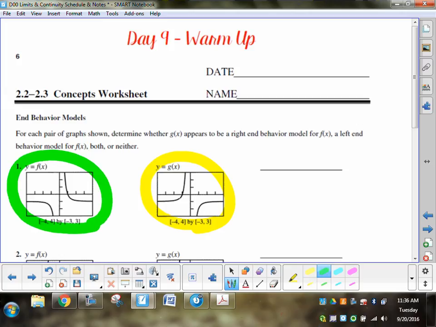So as I look at this function, does the g of x model or do the same thing as I go out to the right, or positive infinity, as the f of x? Looking at what's there, Davey, what do you say? Okay, so the g of x models the left end behavior. And now let's look at the right. So look at the g of x, look at the f of x. Does it model the same behavior going out to positive infinity, Catherine? Okay, so this g of x is a left and a right end behavior model for the f of x.